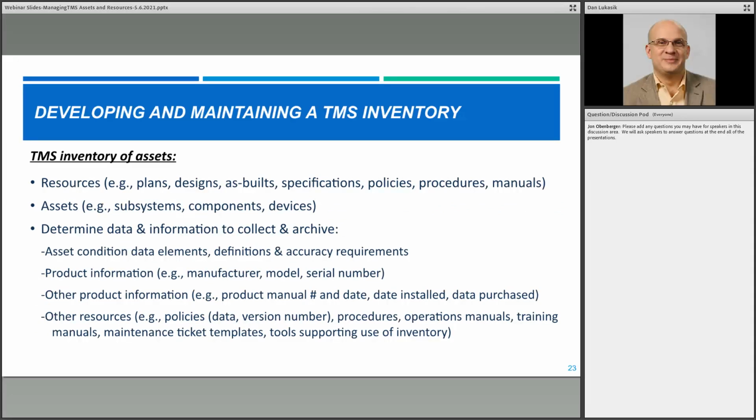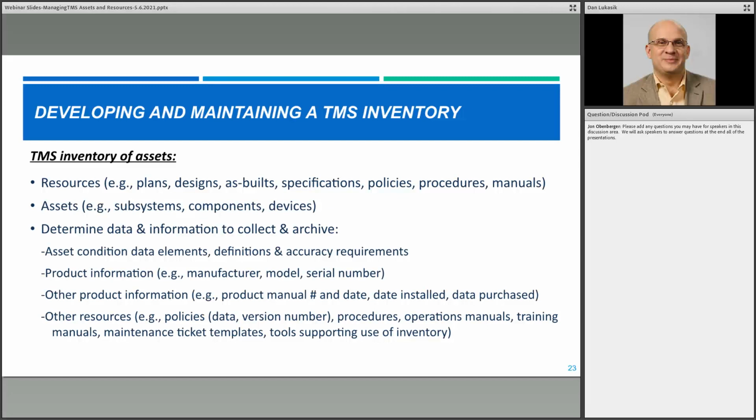So a little bit about the inventorying of the assets. So first, what are your resources? It could be plans, design plans, as-built, specifications. Maybe there are existing databases where this information exists, and that's certainly true when there's software that's talking to a piece of equipment. There's often a database in that software for it.